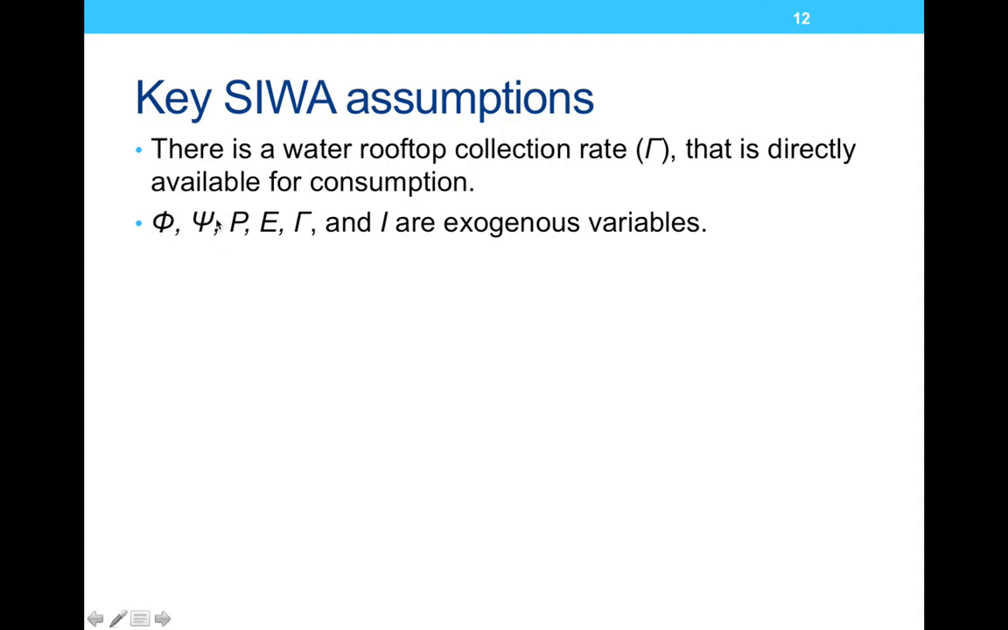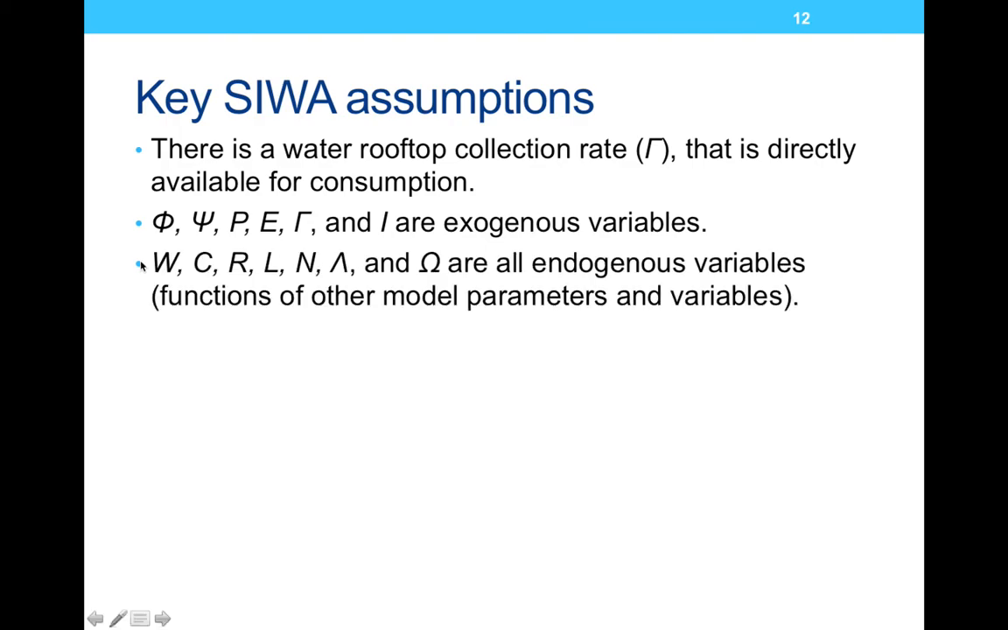Essentially, the river inflow, the outflow, precipitation, evaporation, the leakage rate, and the immigration are all exogenous variables. That means they are externally specified, and these are essentially links to other models that are out there, like climate models and demographic models, and other models like that. Withdrawal, consumption, recycling. Gamma, it's not leakage. L is leakage. Gamma is rooftop collection. I mixed that up. So leakage, non-recycling, and the return flows, lambda and omega, are all functions of other models and parameters. So they're endogenously calculated.